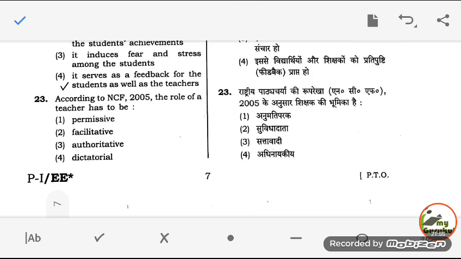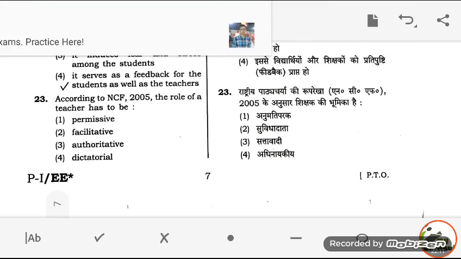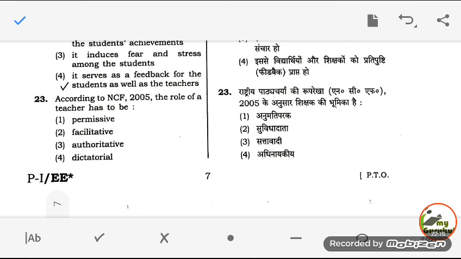According to NCF 2005, the role of a teacher has to be... According to the National Curriculum Framework 2005, a teacher is primarily recognized as a facilitator of learning rather than dictating. The facilitative teacher tends to act as a guide, providing resources for learners and enabling them to decide how to learn and why to learn.